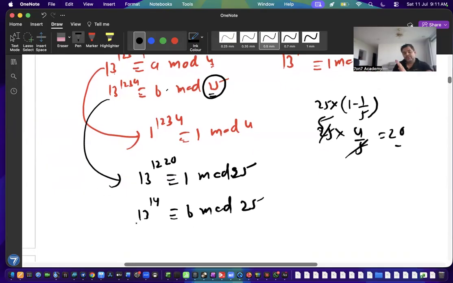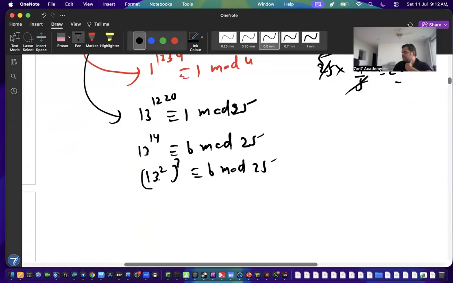Now you can write 13 raised to 14 as 13 squared raised to 7. Something we have to do; there's no other way. We don't know much about powers of 13, so we reduce this way mod 25. What is 13 squared? 169. If you divide 169 by 25, what will you get as remainder? 19. So you can write 19 raised to 7 congruent to B mod 25.